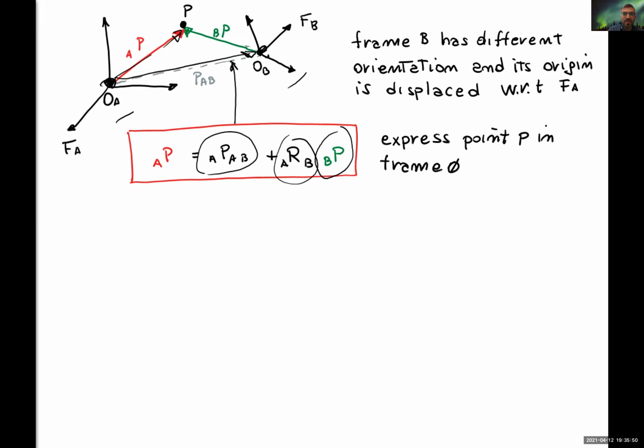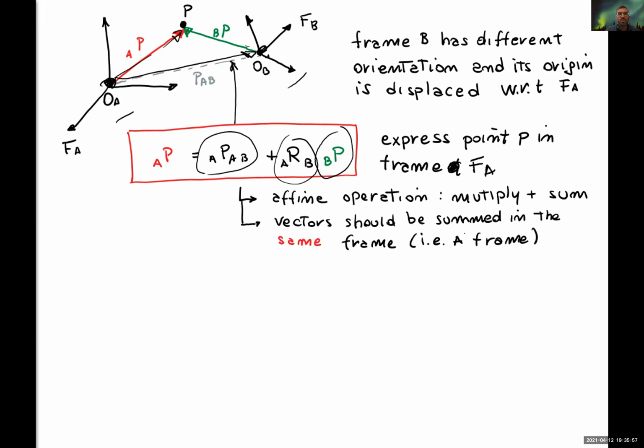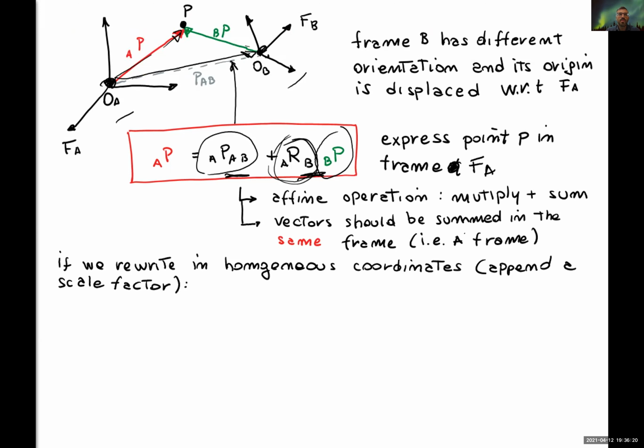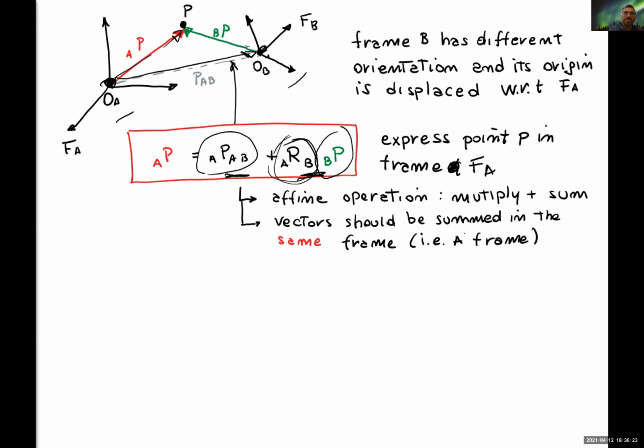Everything should be, sorry, this is FA. Everything should be summed up in the same frame. So that's why we do this rotation to the mapping to the A frame, because you don't want to add together pears and apples. And this is called an affine operation. So a multiplication and a sum. And we know that we cannot concatenate this kind of affine operation together as we did for rotation.